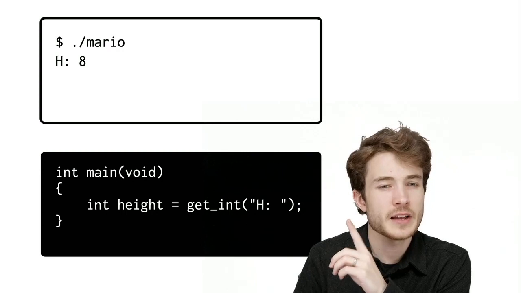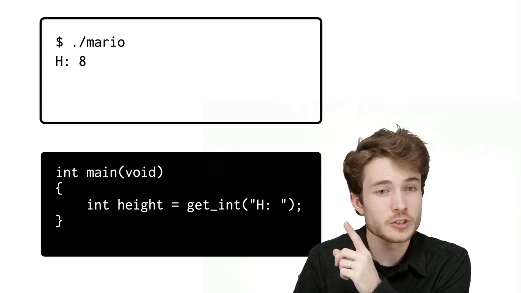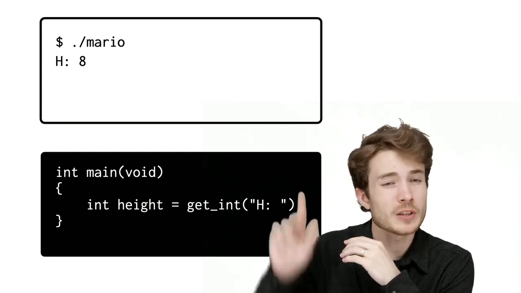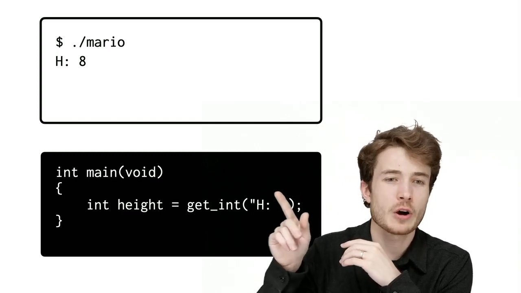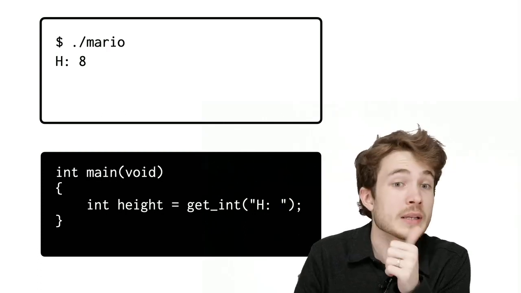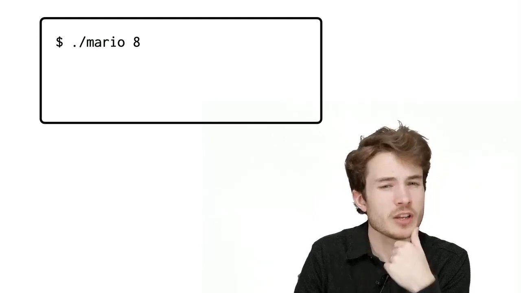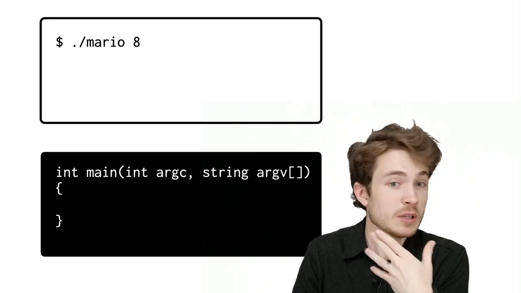And here, inside parentheses, we see void. Our program, or this function, takes no arguments, and we saw this above. The user just typed ./mario, but they didn't add any arguments. But now, if we change this and the user actually types in an 8, we have to change our C code to take some input.